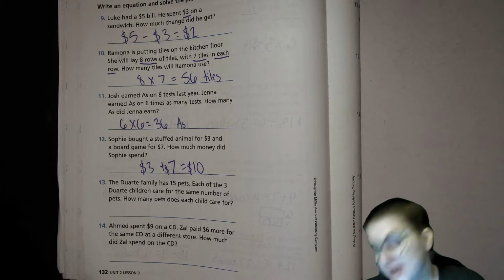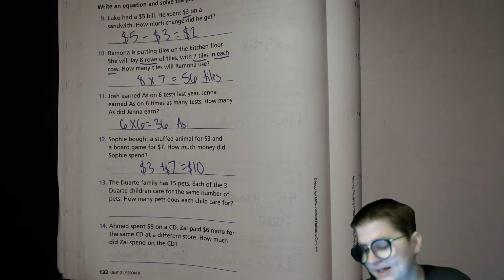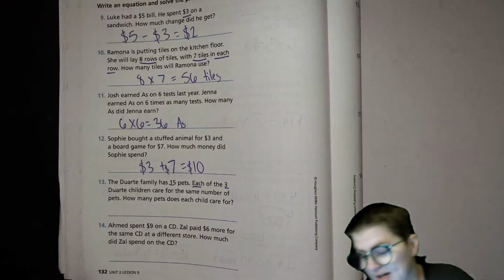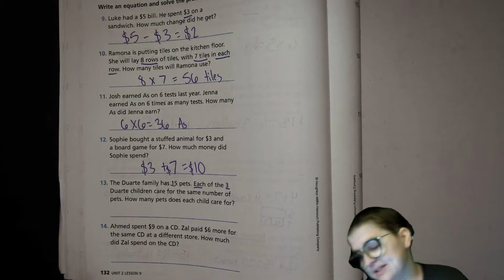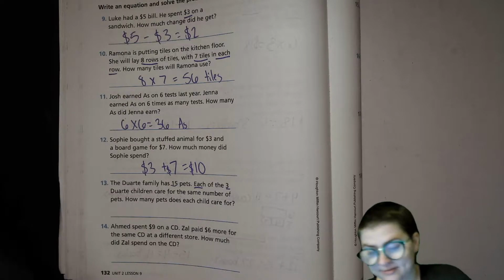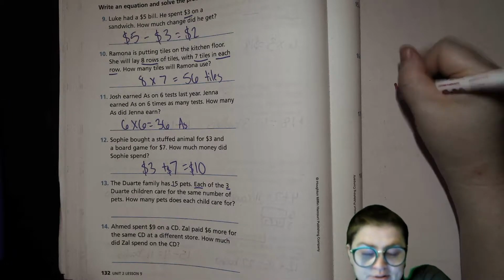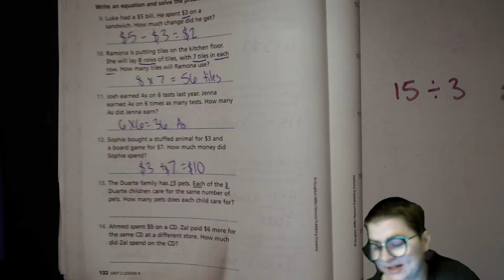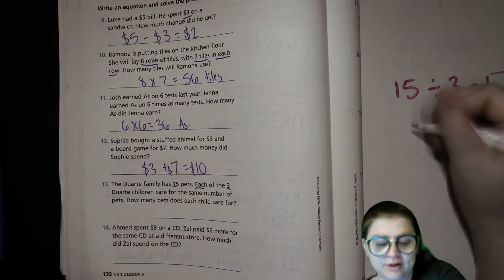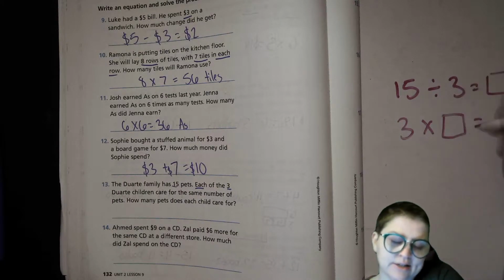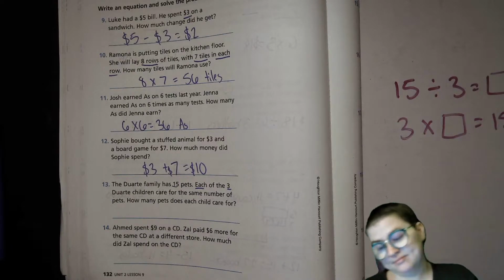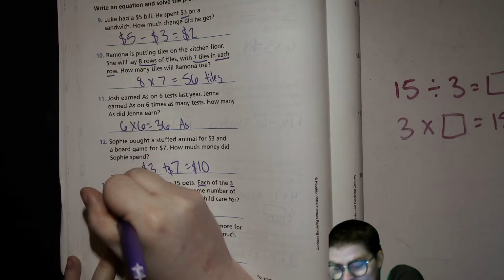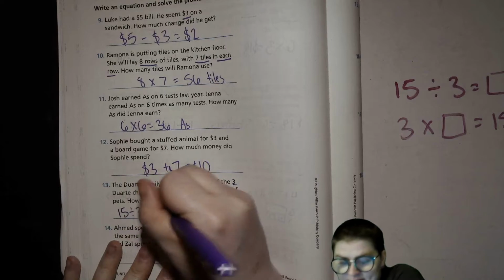Number 13. The Duarte family has 15 pets. Each of the 3 Duarte children, each of the three, care for the same number of pets. How many pets does each child care for? So they have a total of 15, and they're evenly divided among the 3 kids, which means we're looking for 3 times what equals 15. Those of you who've been practicing, you know 15 divided by 3 equals 5 pets.